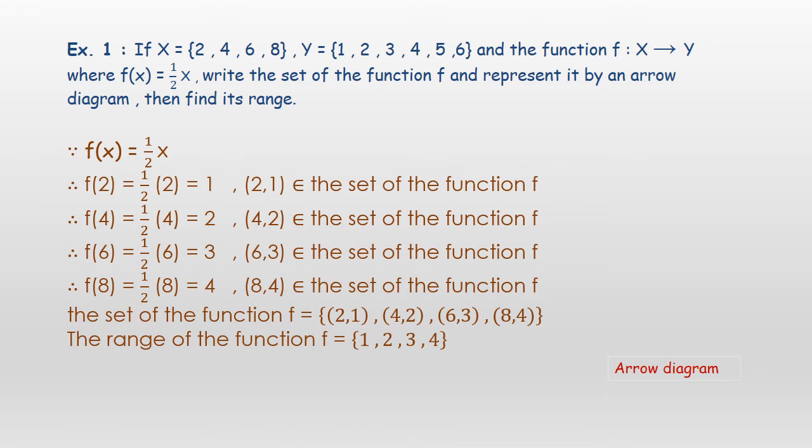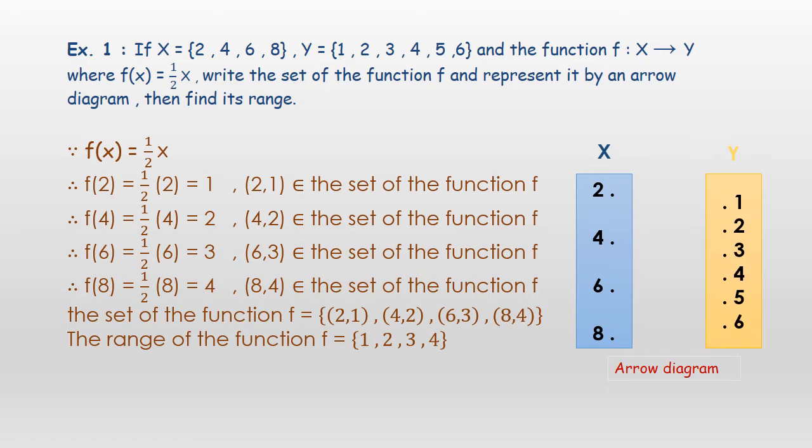So we want to represent these sets in an arrow diagram. We draw the set of x and the set of y, then draw our ordered pairs with arrows: 2, 1, then 4, 2, 6, 3 and 8, 4, and this is an arrow diagram.